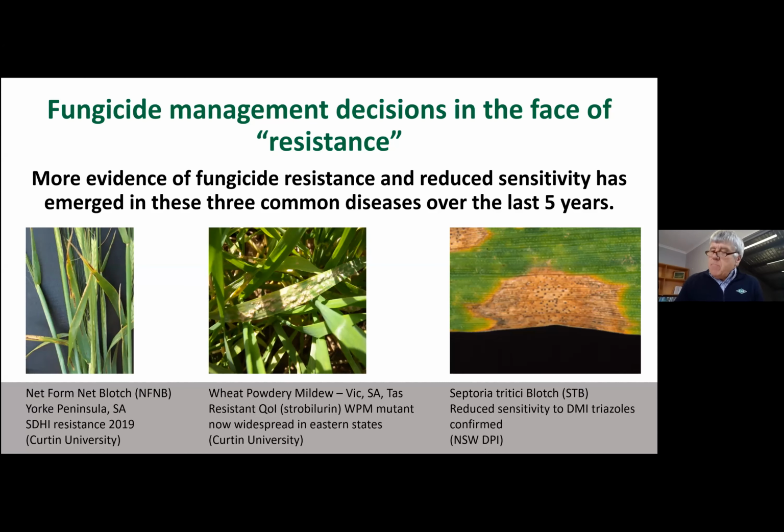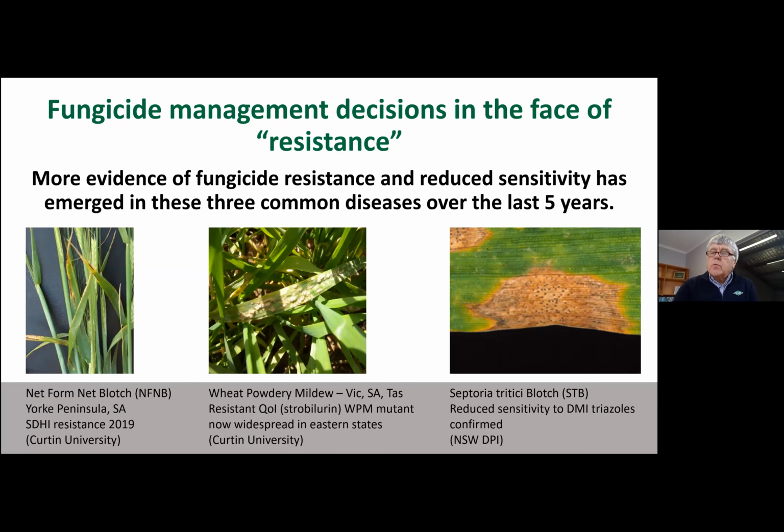And lastly, the disease I most want to concentrate on is Septoria Tritici Blotch, where New South Wales were surveying back in 2017 and showing that we've actually got reduced sensitivity to a number of our DMIs, and some of them more seriously than others. And it's these three that I want to cover, but particularly Septoria Tritici. Septoria Tritici as a disease is now endemic across the high rainfall zone of the eastern states. And it's problematic to control.